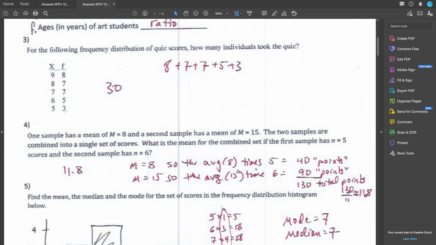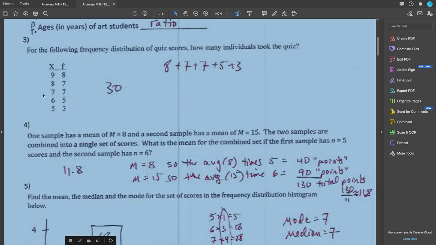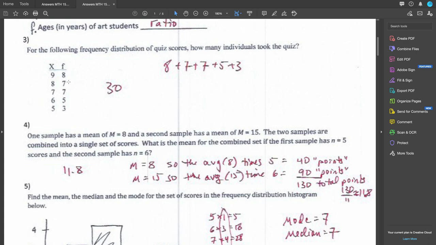I just mentioned add up the frequencies. So what we have here is 8, 7, 7, 5, 3. Here's your frequencies. Add them up, you get 30.